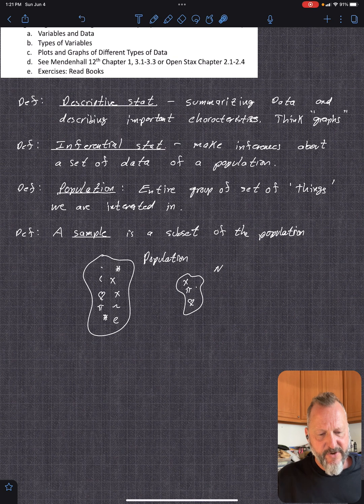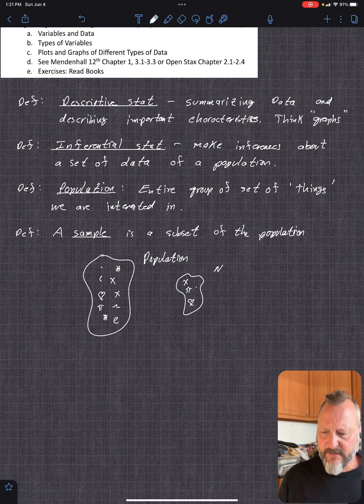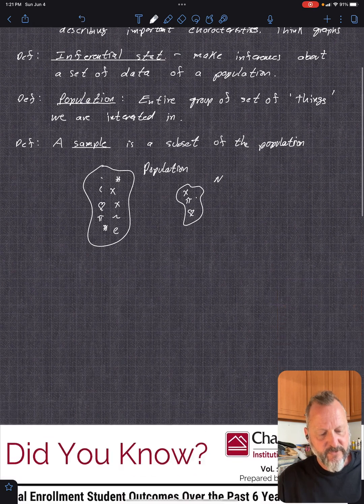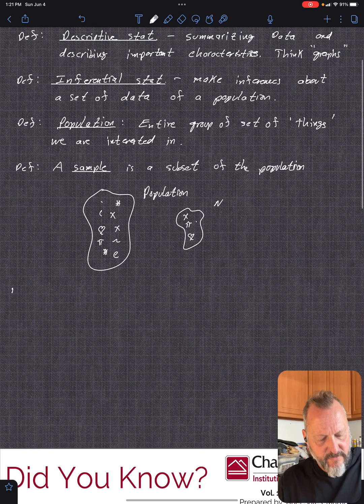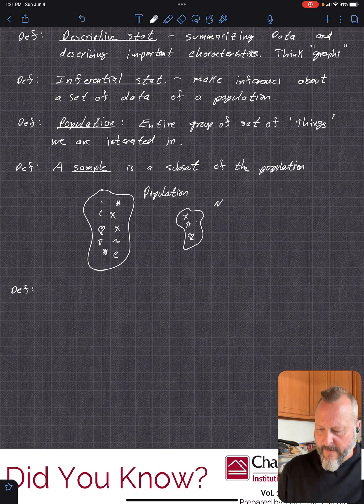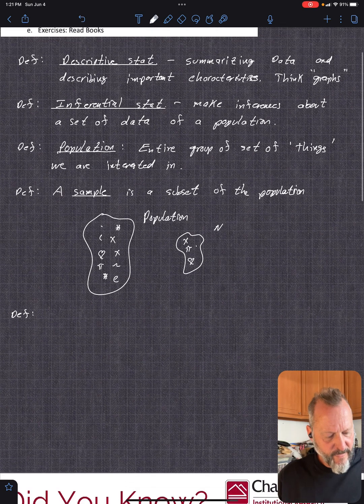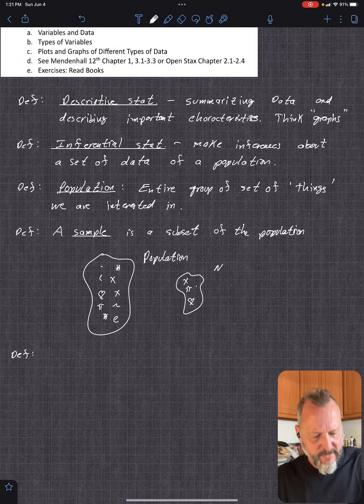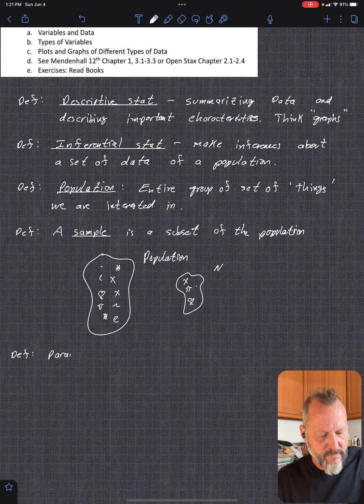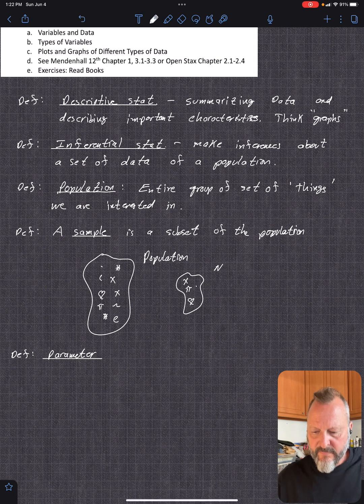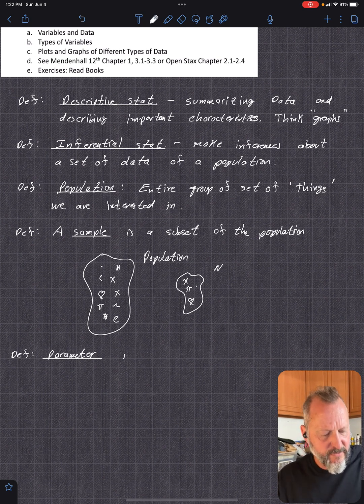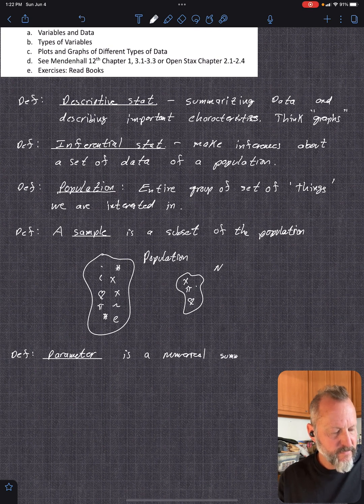Okay, let's continue. Next is parameter. So here's the next definition. Okay, so the definition of parameter. A parameter is a numerical summary of a population.